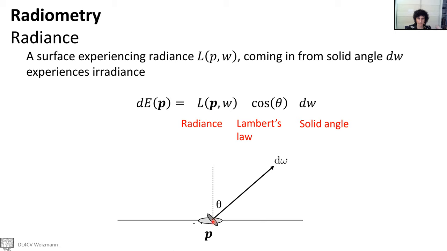A surface like this experiences radiance L(P, W), where this is P and this is the direction W, coming from solid angle dW like this. It gets the following irradiance. What happens on the surface? I'm going to get the radiance, the energy L(P, W), and I have to take into account the angle theta between W and the normal to the surface, and reduce the energy according to it. I multiply by cosine theta, and I also take into account the solid angle dW. So if I have some radiance coming from some direction, in order to understand what falls on the surface, I have to do this calculation. Is this clear?